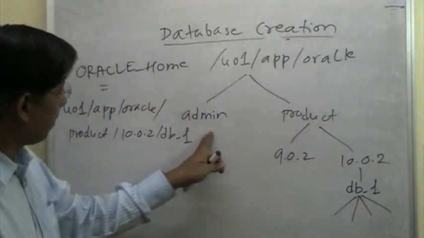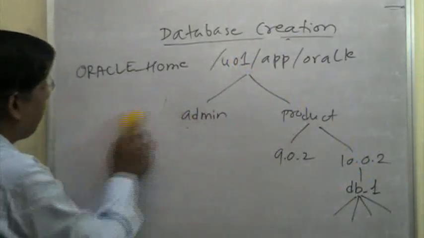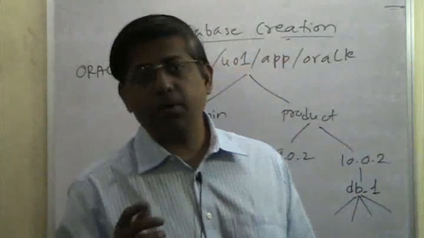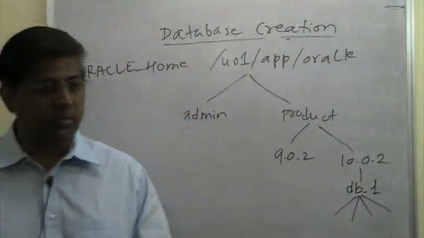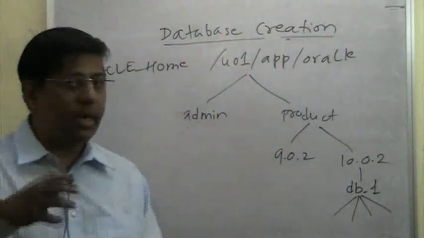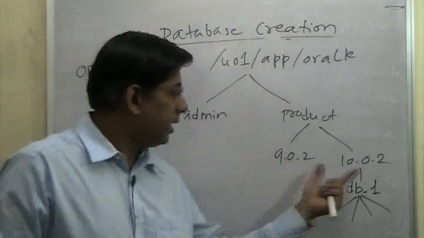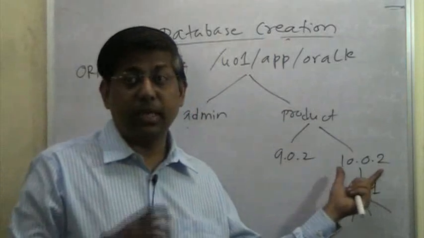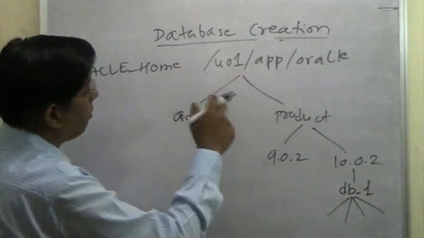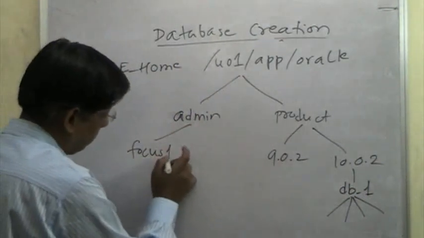So I'm going to come here now on this side. This is where the software is installed. Now the software is just the 9i software or 10g software. Using the software we are going to create the database. And database is basically data files, control files, redo files, all that stuff is database. Now let us say I am going to create a database called focus1 from the 10g executables. Okay, it's a 10g database. So how would I do it? Under admin, u01 app oracle admin, you are going to create a directory called focus1.